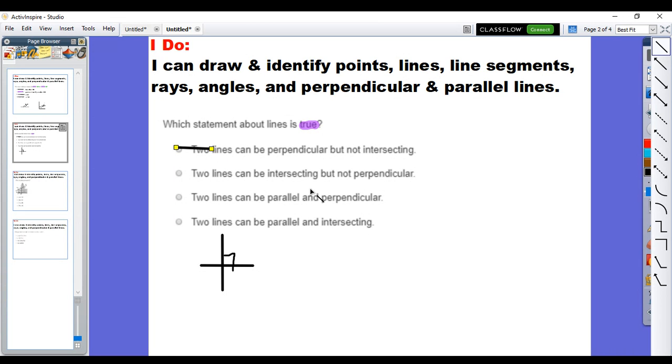Two lines can be intersecting but not perpendicular. Well, remember, intersecting, they cross. They can make acute angles. They can make obtuse angles. They do not have to make a right angle. All right, so we're going to have a question mark beside that one.